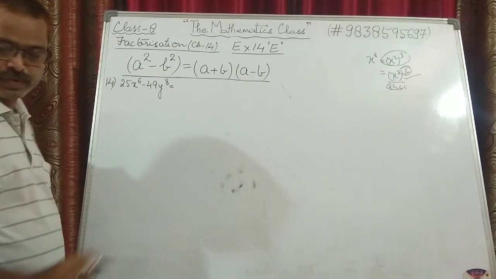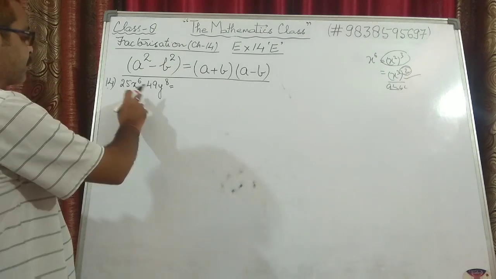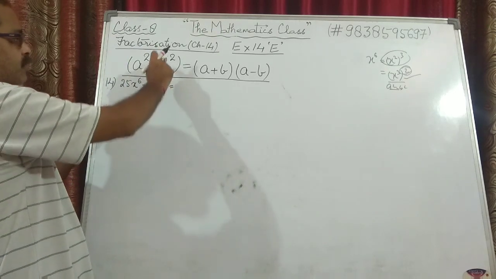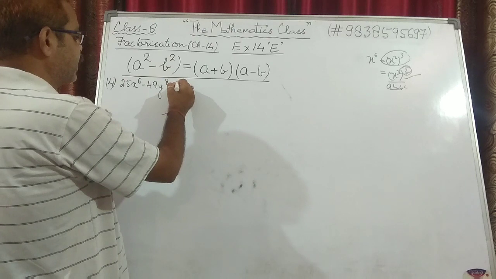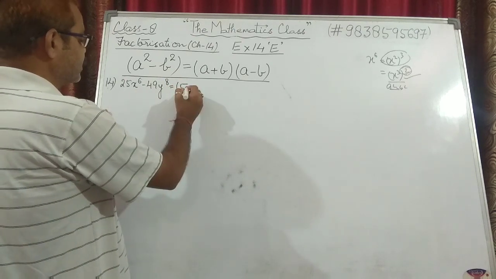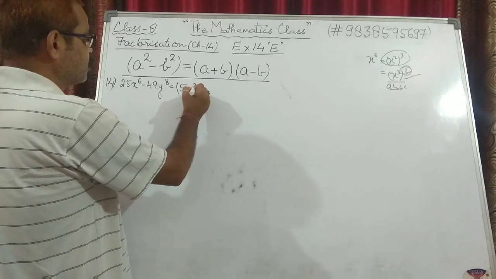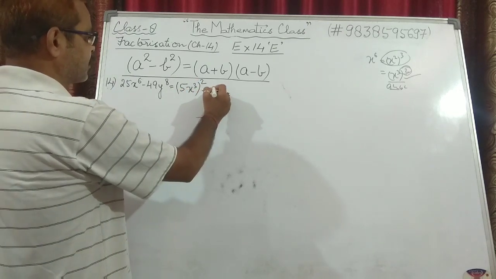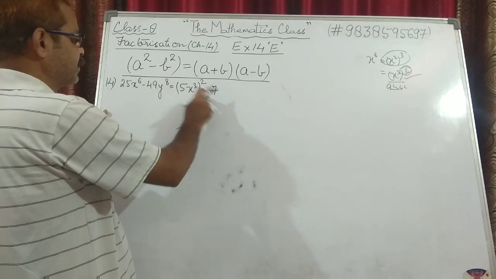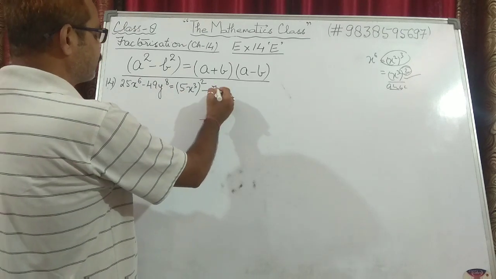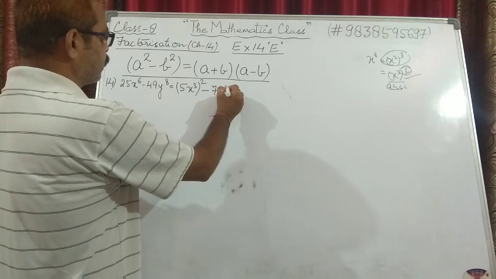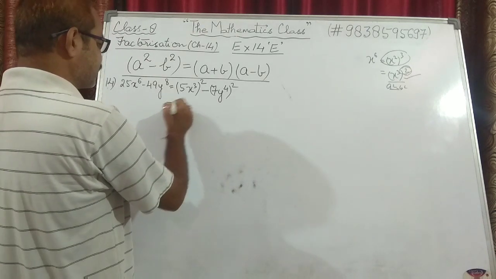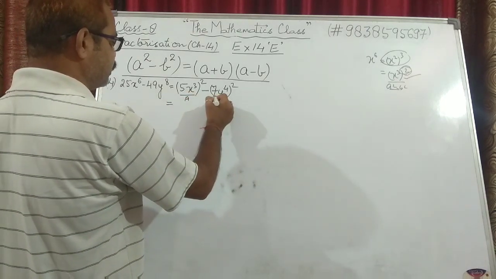Question number 14 is 25x to the power 6 minus 49y to the power 8. Now x to the power 6 is also to be converted into the square form, and y to the power 8 is also to be converted into the square form. 25 means 5 square. x to the power 6 can be written as x cube to the power 2. 49 is the square of 7, and y to the power 8 can be written as y to the power 4 whole square. Now this total is a and this total is b.